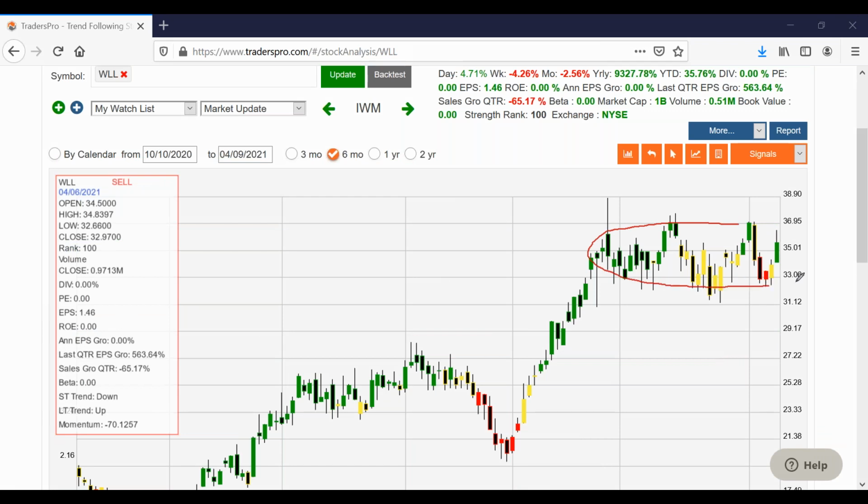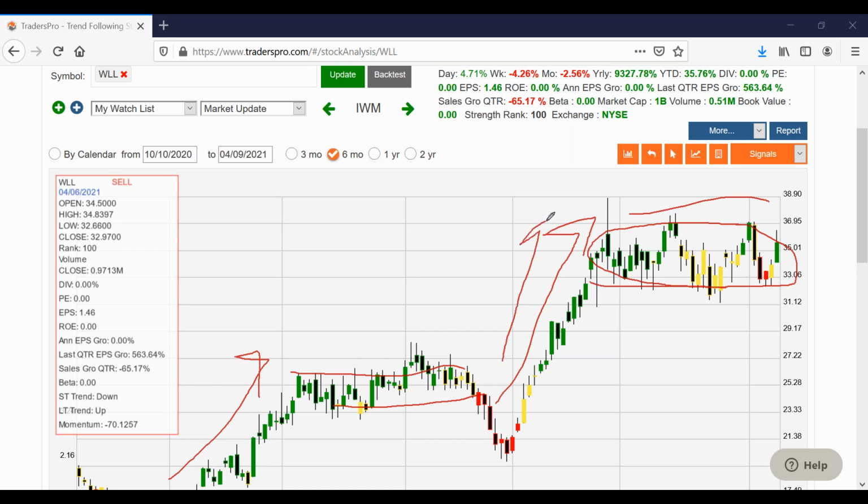But it has this consolidation through here, had a nice run up here, consolidated through here, and then went up higher. Whenever you see a stock moving sideways, you want to pay attention to the direction it was moving in before it moved sideways.